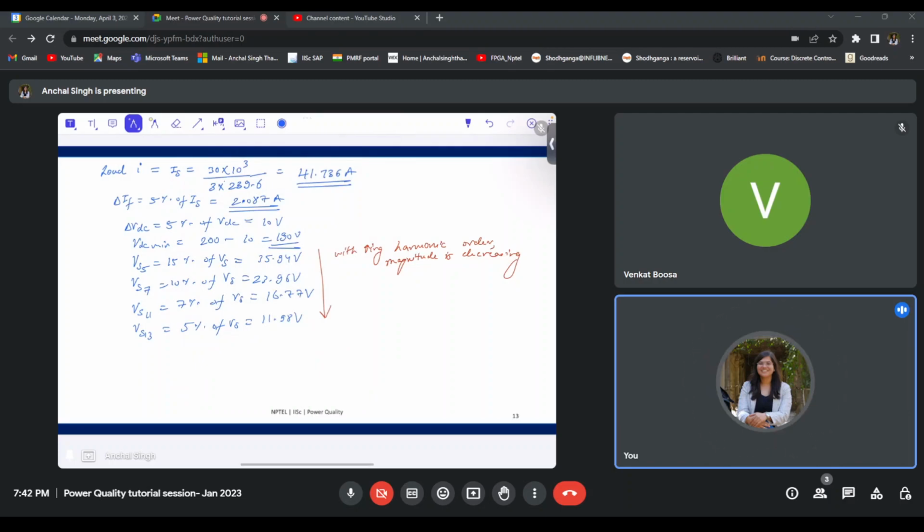Now, in the first part, we were asked to calculate the voltage and current rating of the series active power filter. So, we know that the voltage rating of series active power filter is given as under root of Vs5 square plus Vs7 square plus Vs11 square plus Vs13 square. And this will come out to be approximately 47.86 volts.